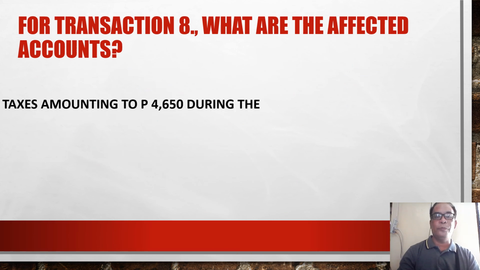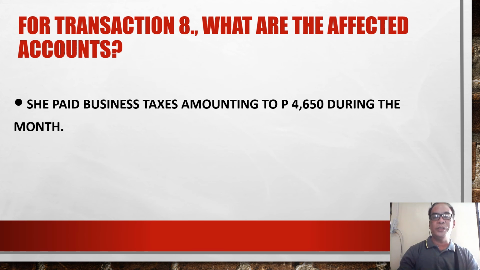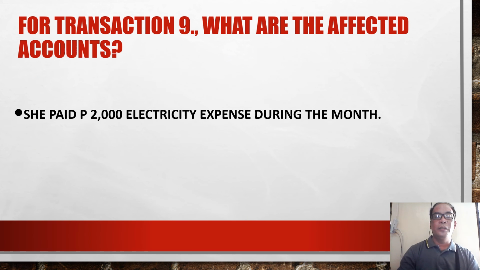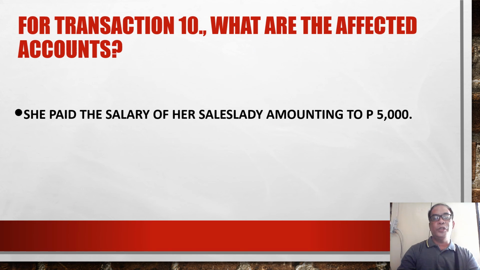For transaction number 8, she paid business taxes amounting to 4,650 during the month. So, anong meron? We have the tax expense and cash. For transaction number 9, she paid 2,000 electricity expense during the month. So, meron tayong electricity expense and cash. For transaction number 10, she paid the salary of her sales lady amounting to 5,000. Meron tayong salary expense and cash.